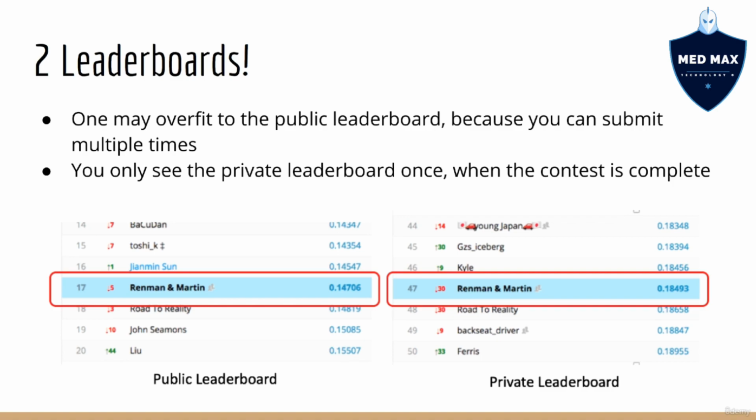The public leaderboard allows you to submit a solution multiple times, so you have some chance of overfitting to it. On the other hand, you only know your private leaderboard placement once, at the end of the contest. So in fact, to confuse you even more, now there is not just the train set, the validation set, and the test set, but there is yet another test set.